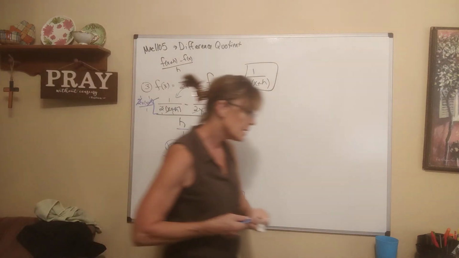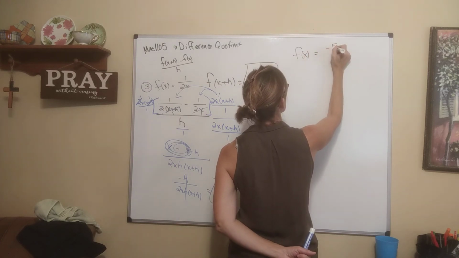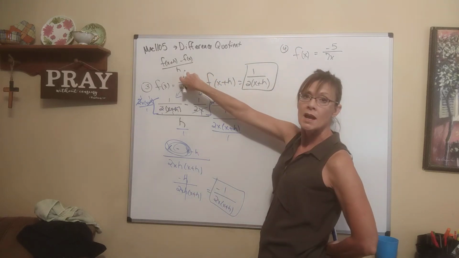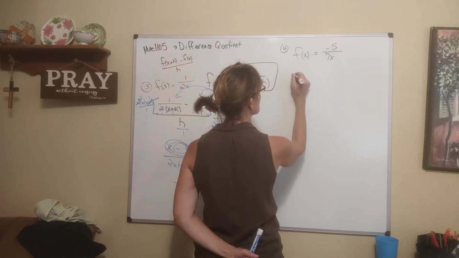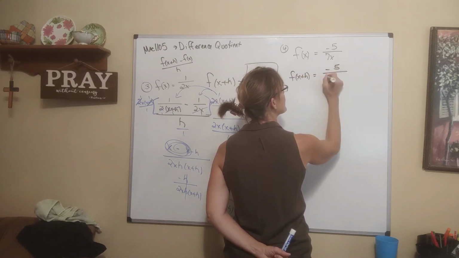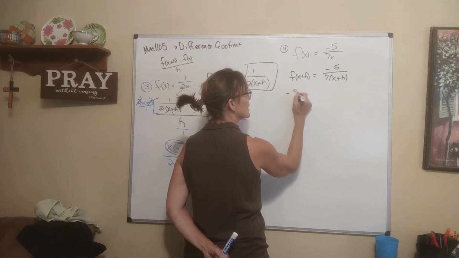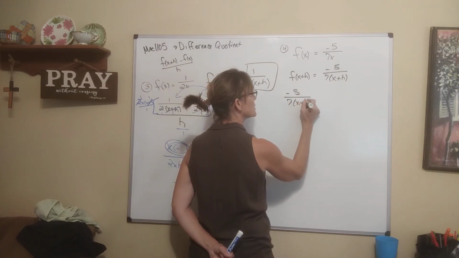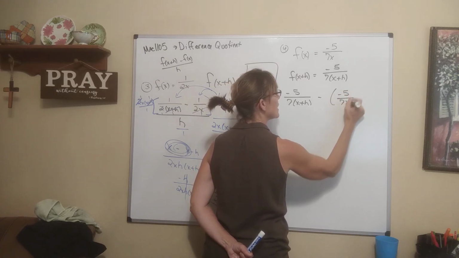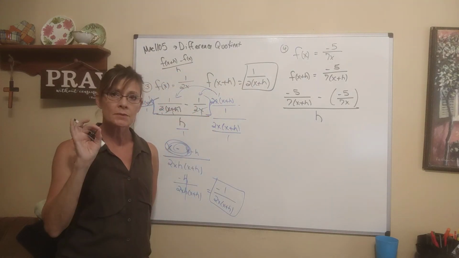Last one, f of x is negative 5 over 7x. This is number 4. Construct this guy and then simplify him. Okay, let's construct him. F of x plus h is simply negative 5 over 7 times x plus h. All right, so construct it. Negative 5 over 7 times x plus h minus f of x, minus negative 5 over 7x, all over h. We just constructed the difference quotient. Let's simplify it just a bit.